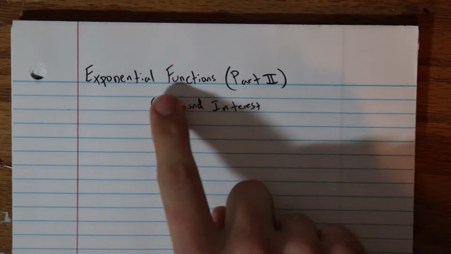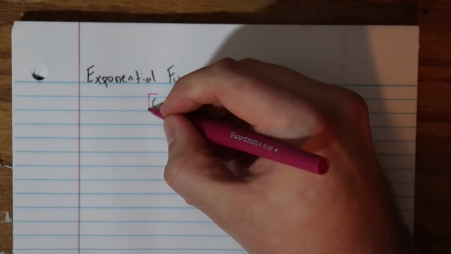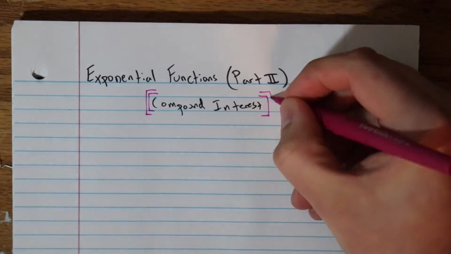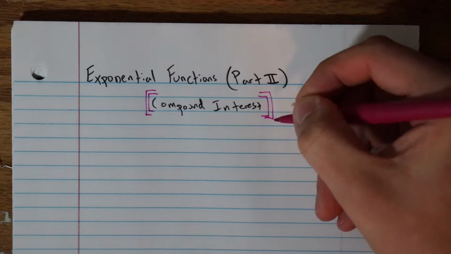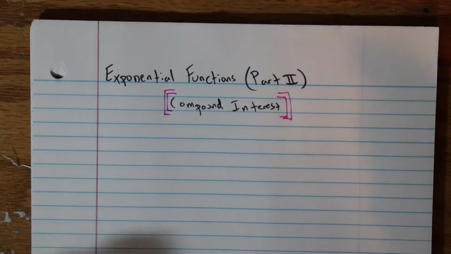Welcome to the second part of exponential functions. We are going to be talking about that idea called compound interest. Compound interest was the idea that you're going to let your money build throughout different portions of the year, as opposed to just simply at the very end of the year. Let me show you what I mean.